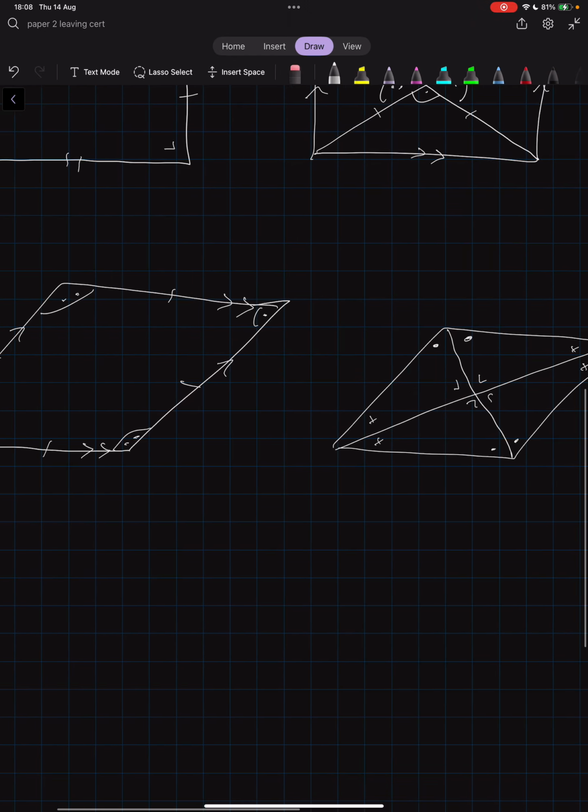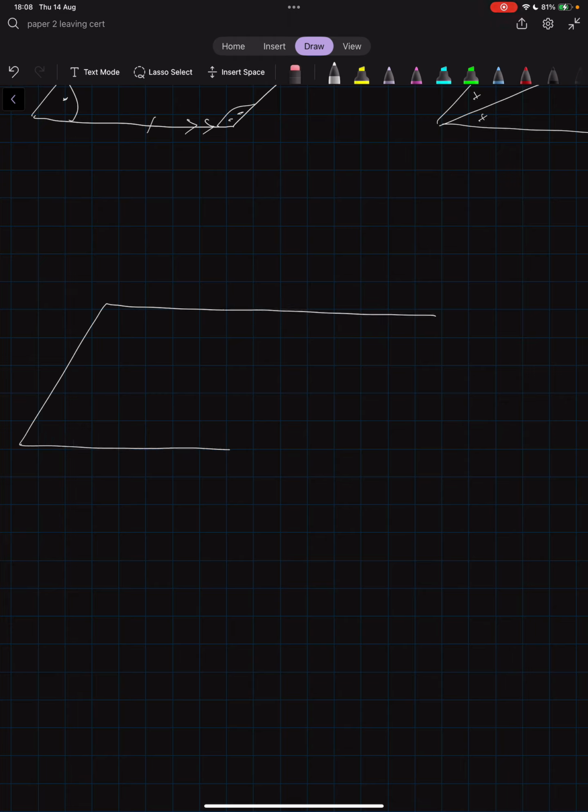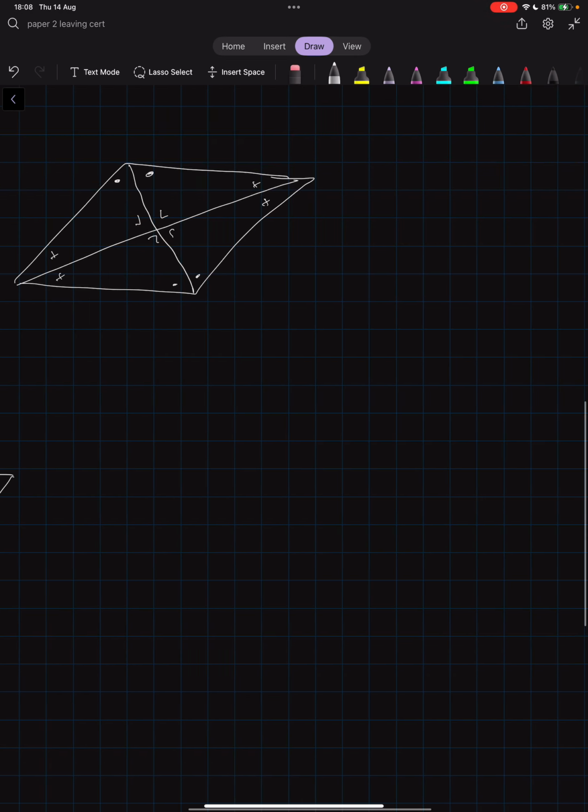Okay? And now, for a parallelogram, you have that this angle is the same as this angle, this angle is the same as this angle, this side is parallel to this side, and this side is the same length as this, and this side is the same length as this. Okay? And again, if we look at the cross section, what do we get?